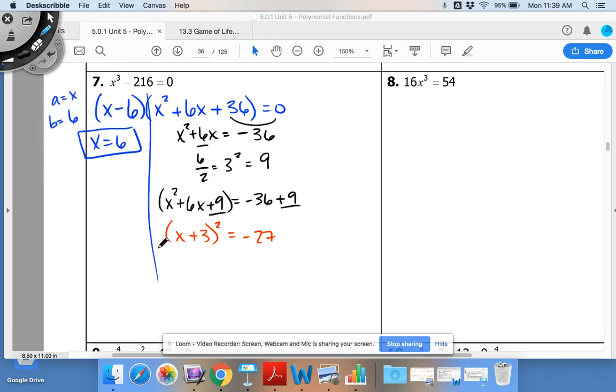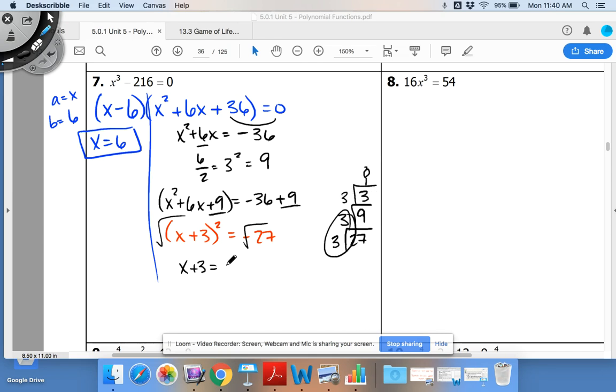So now we're going to square root both sides. So we would get x plus 3 equals, so the square root of 27, if I birthday cake, I know 3 can go into 27 9 times. 3 can go into 9 3 times.